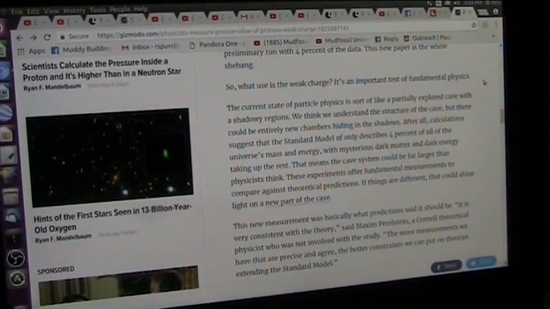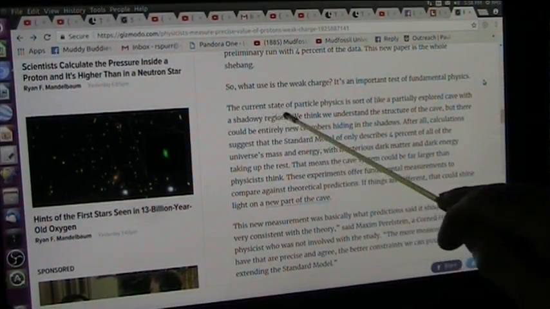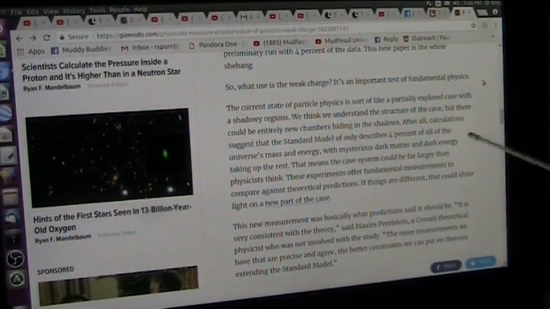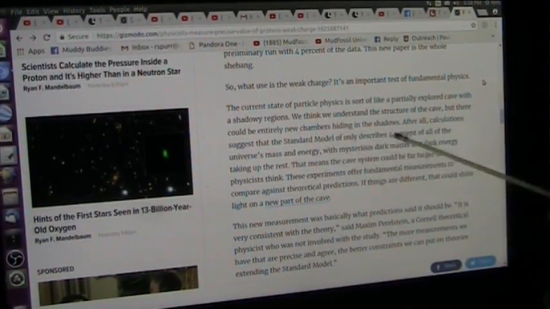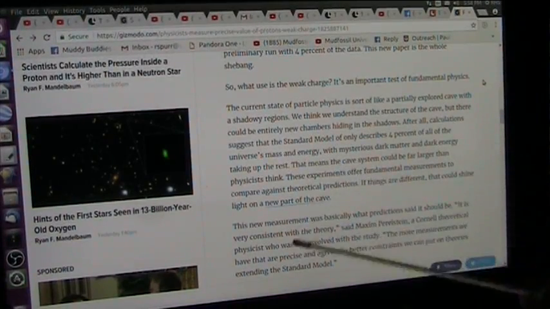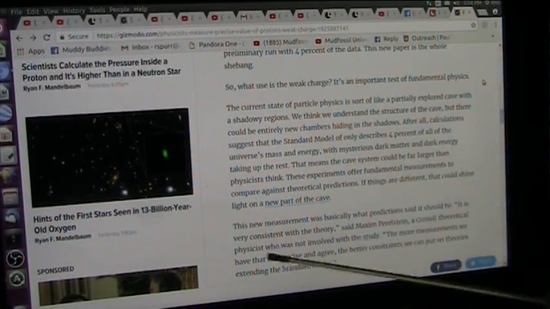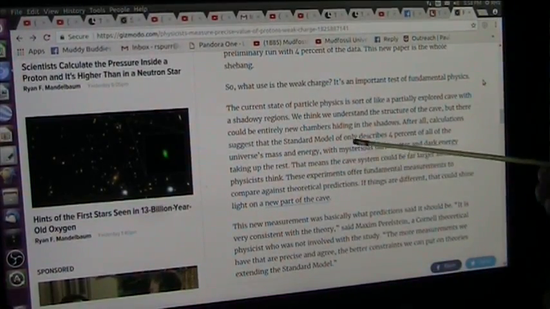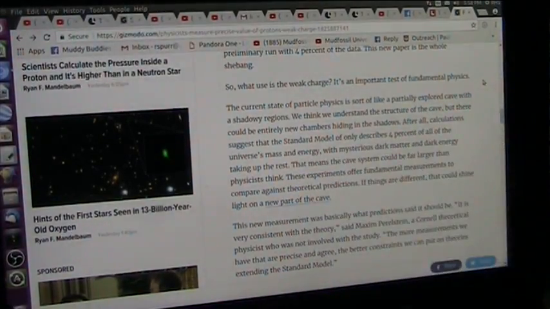By the way, they do admit they don't really have a clue what's going on. It says the current state of particle physics is sort of like a partially explored cave with shadowy regions. We think we understand the structure of the cave, but there could be entirely new chambers hidden in its shadows. After all, calculations suggest the standard model only describes 4% of all the universe. That's because they don't understand light has mass. Light has mass. They're trying to work with Einstein's theory, and it just doesn't work. Light has mass. It leaves the sun as mass and energy. It is dark mass and dark energy on its transit to Earth or wherever it collides with complete energy. It's as simple as that.